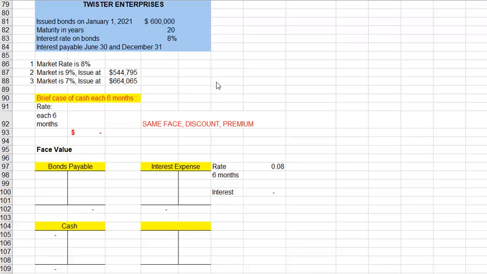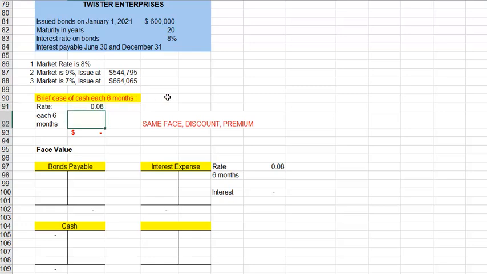Now we need to calculate our briefcase of cash. This is going to be paid twice a year, so each 6 months. Which rate are we going to use? We have market rate and we have our stated rate. The briefcase of cash is always driven by the stated rate. So let's drop this rate in here. 8% can be written 0.08.